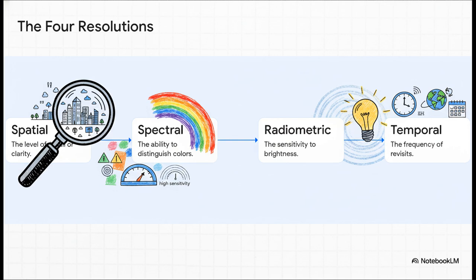And these character stats are called the 4 resolutions. You've got spatial resolution, which is all about clarity. You've got spectral, which is the color vision we just talked about. Then there's radiometric, which is all about subtlety. And finally, temporal resolution, which is about frequency, how often it looks at the same place. Let's quickly break them down.